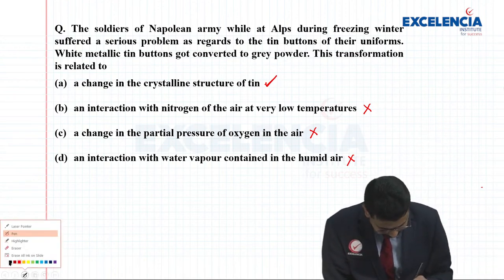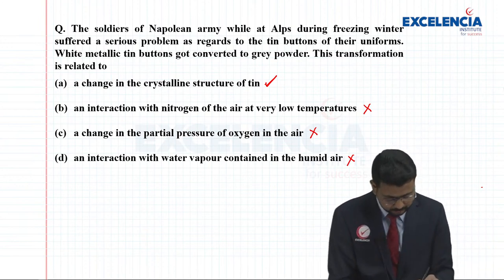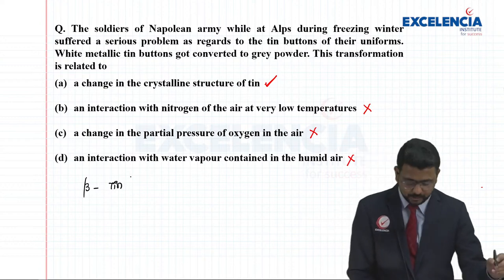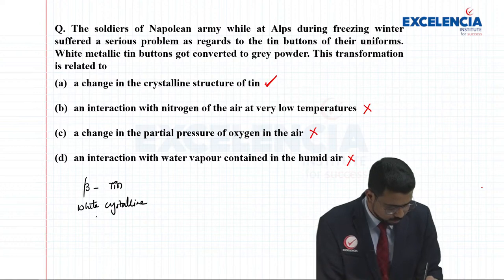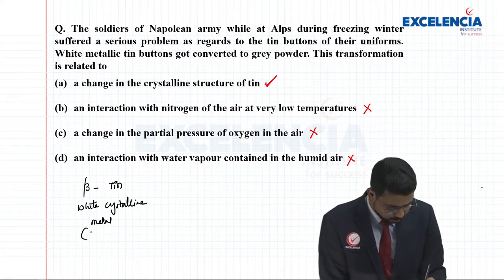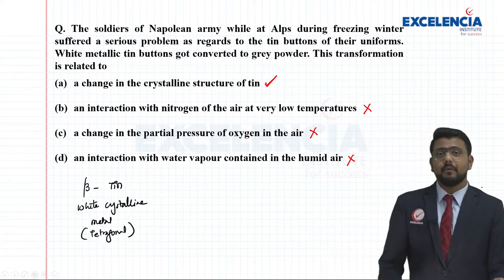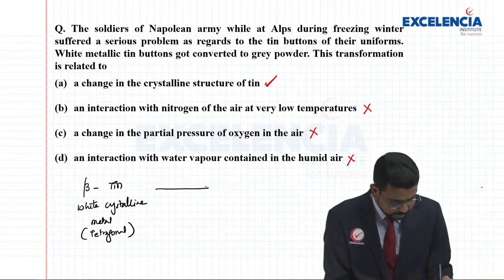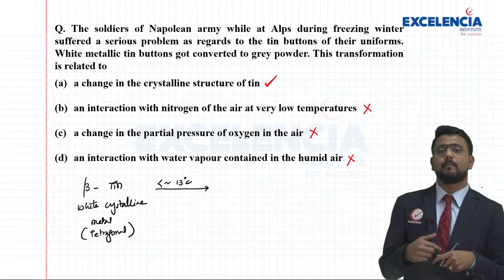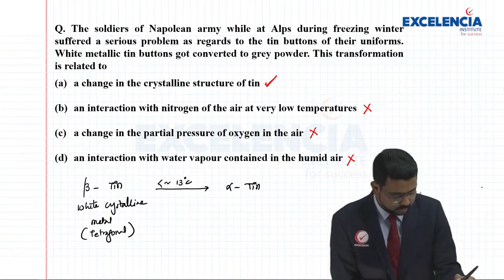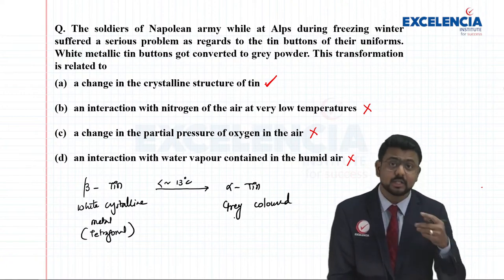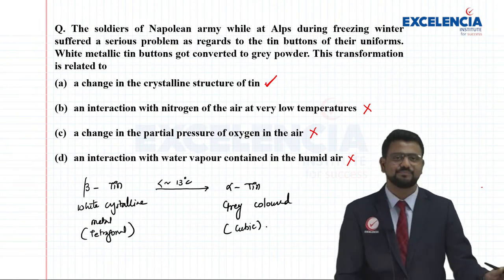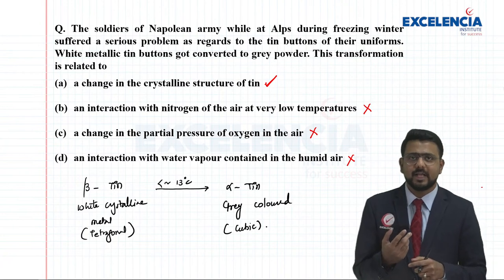So what really happens is, when I consider the stable crystalline form of tin at room temperature, it is basically beta tin, which is a white crystalline metal, and it has tetragonal geometry, right? However, when you are reducing the temperature to a very low level, approximately 13 degrees or lesser than that, there is a transformation of beta tin to alpha tin, and it gets converted into a gray colored powder, wherein its structure changes from tetragonal structure to cubic structure, right?